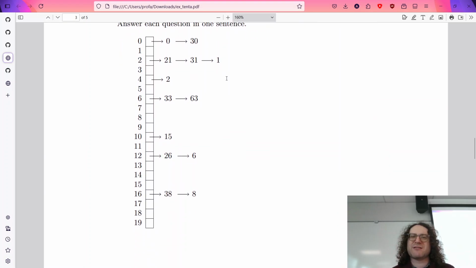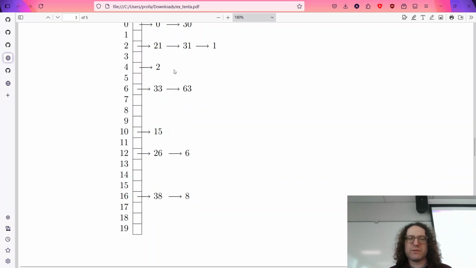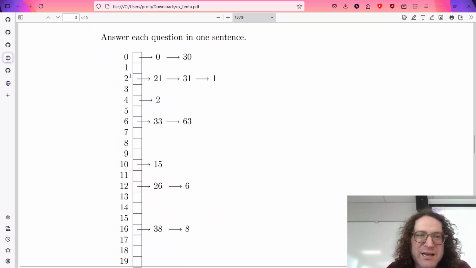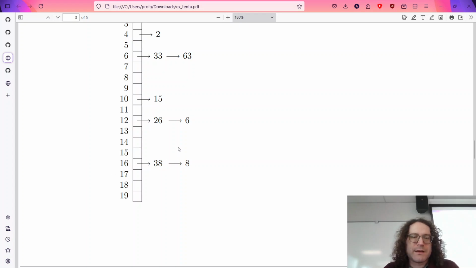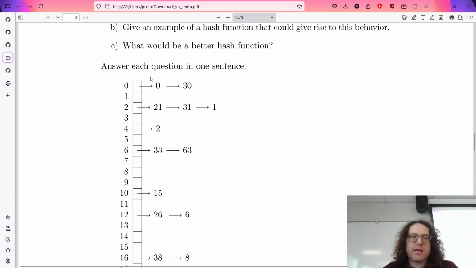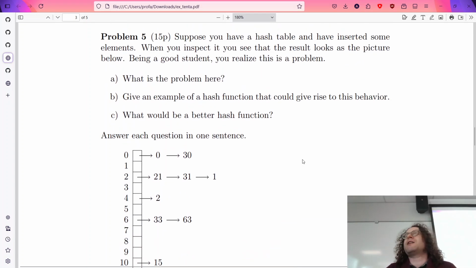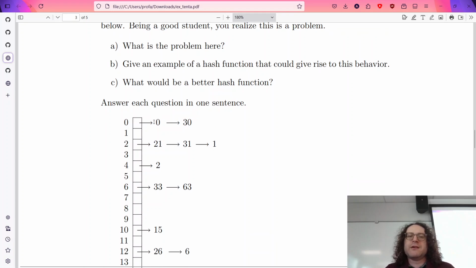In fact, what spaces are empty? Let's look at those indexes. Do a bunch of the empty indexes have something in common? All the odd ones are empty. Not all the empty ones are odd, but yes, all the odd ones are empty. It's always good to be as exact as possible. Okay, all the odd indexes are empty. Now, give an example of a hash function that could give rise to this behavior. Why do we get this?